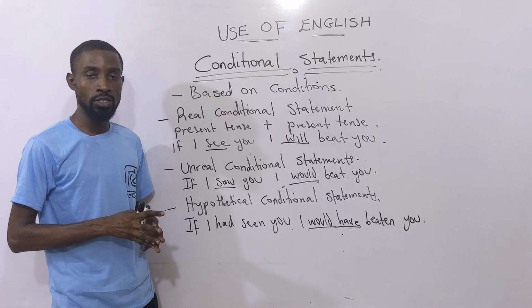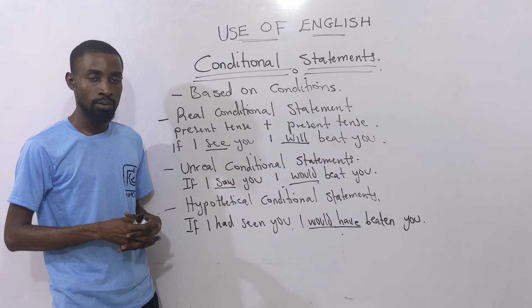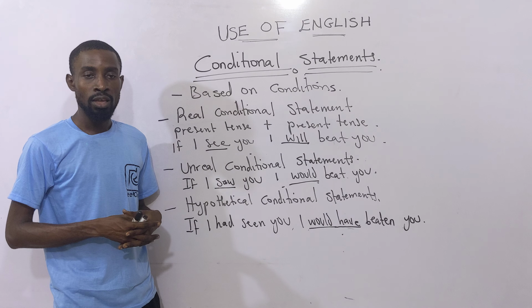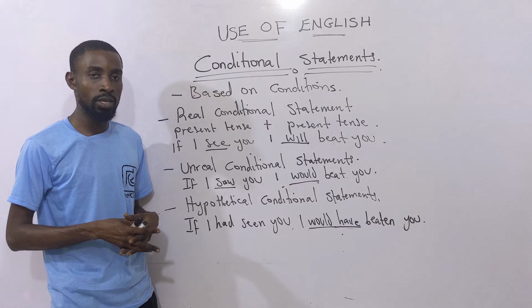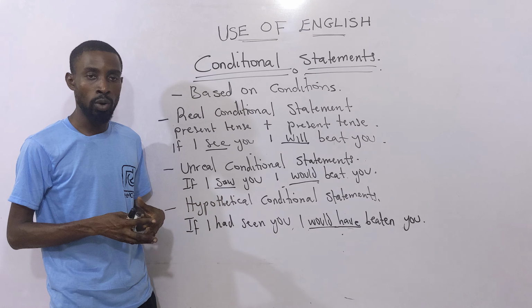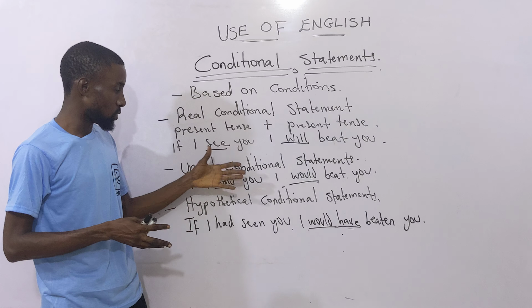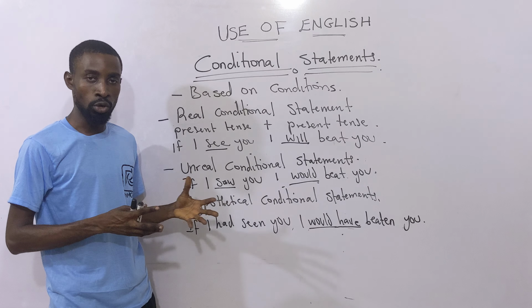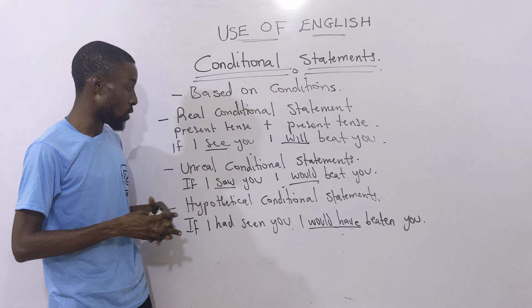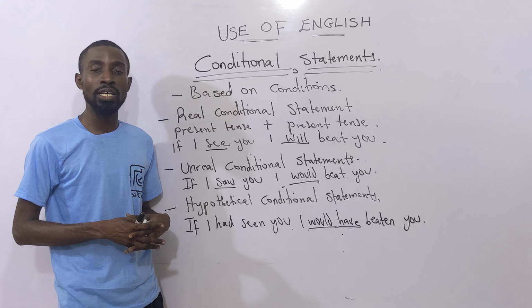So past tense in the first clause, and in the second clause, would, past tense again. Then you can also have, if a lion came into this class, we would run away. That means the lion didn't come, so no need to run. The lion never came. So under the unreal, you have what they call the past tense in both clauses.